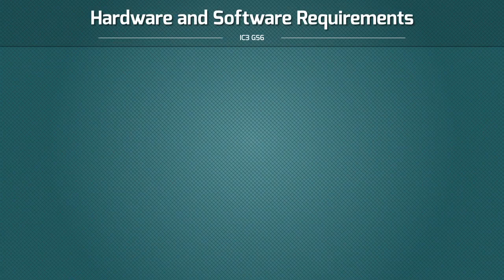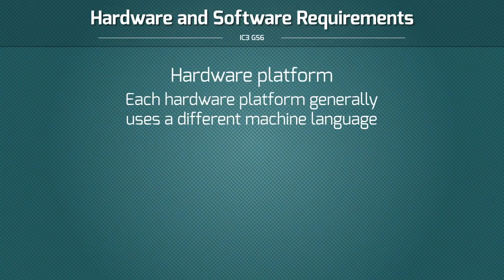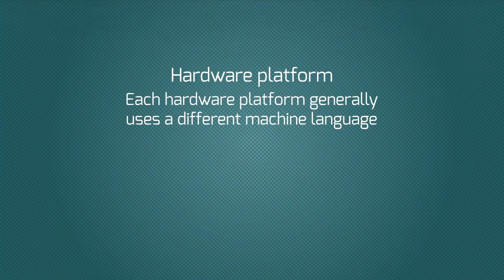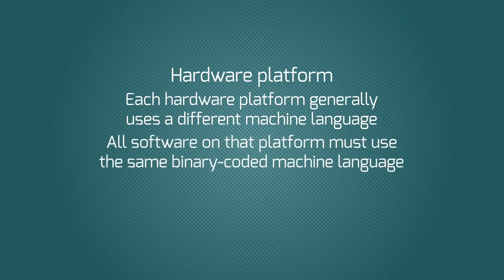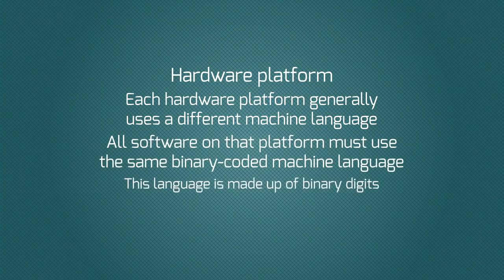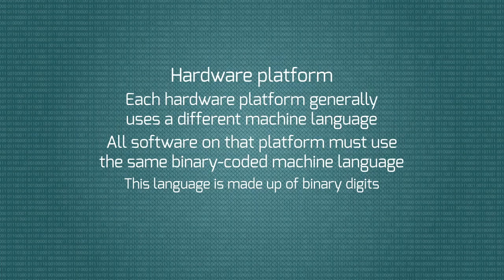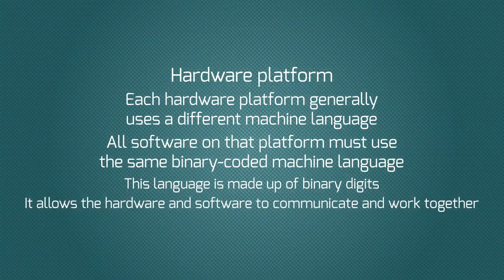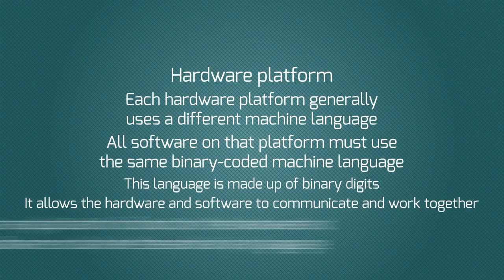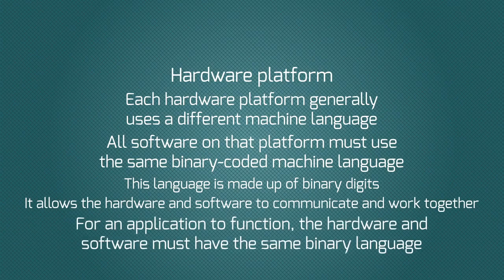experience using the software. Another thing we need to determine is which hardware platform we should use. This is important because each hardware platform has its own machine language. This requires all software used on the computer to have the same binary coded machine language. This is a language made up of binary digits, which are ones and zeros. This allows the hardware and software to communicate and work together. Hardware and software with the same binary language is required for an application to function.